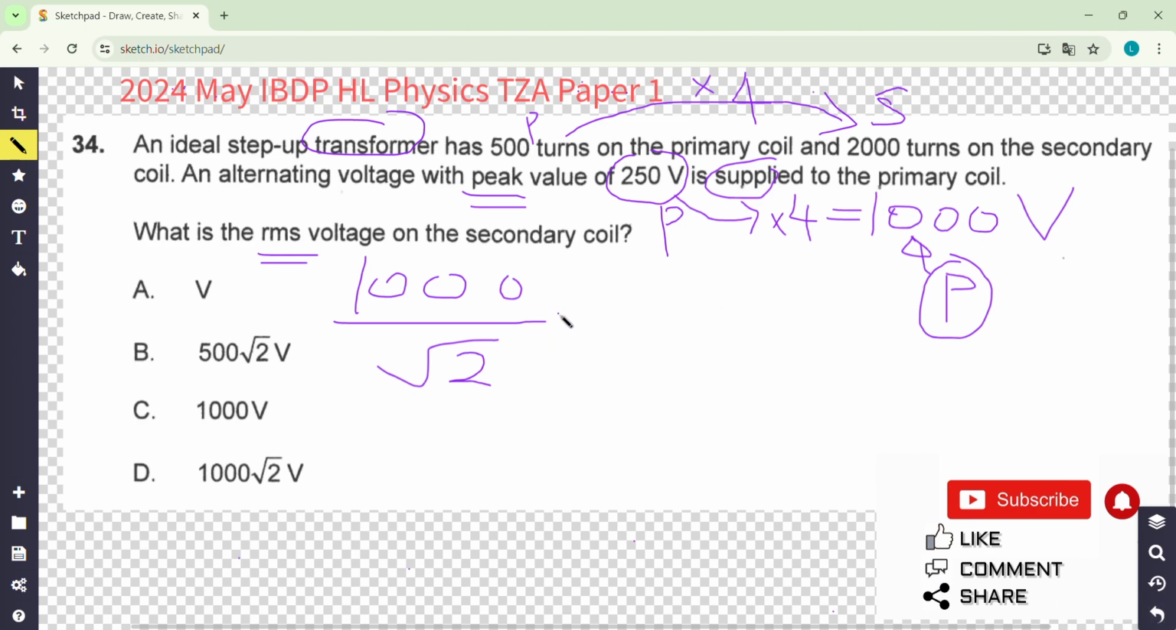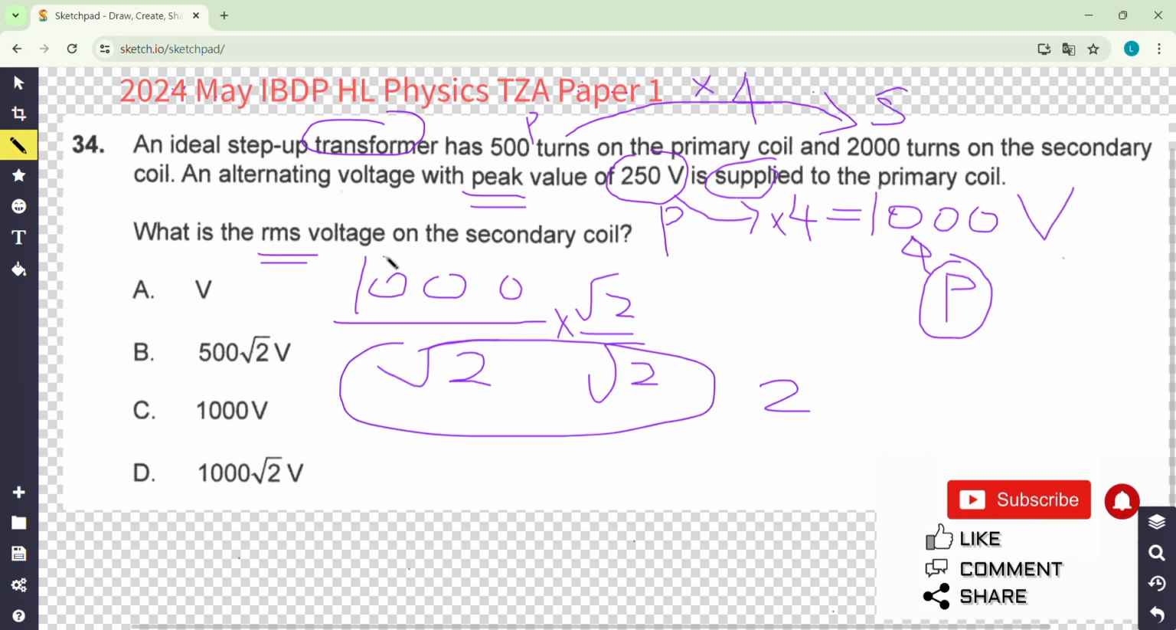So we need to rationalize the denominator, multiply by square root 2 over square root 2. The denominator becomes 2. So 1000 divided by 2 is 500. So it becomes 500 root 2.